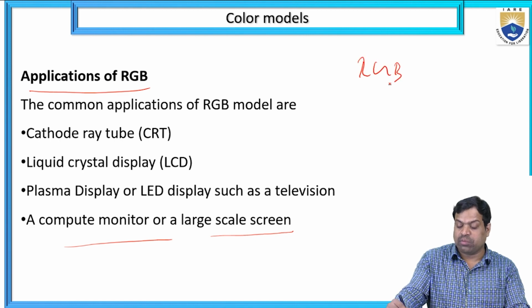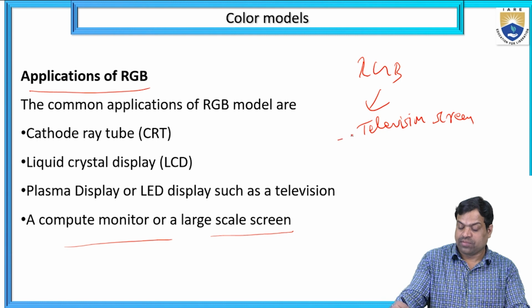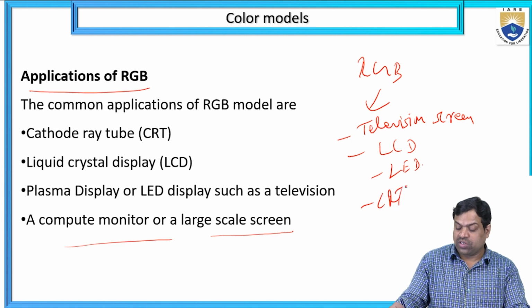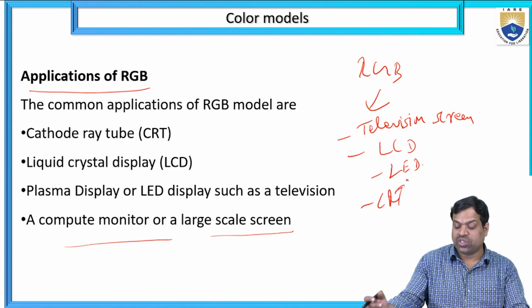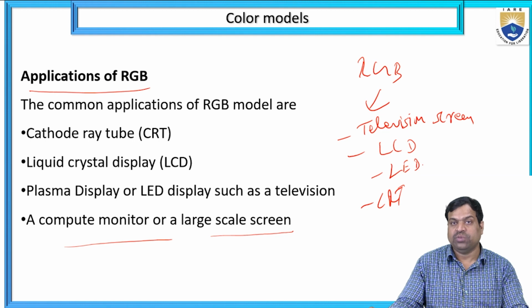So the red, green, blue combination is used in the television screen, LCD screen, LED screen and CRT screen. So in these screens we normally use RGB. These are the applications of RGB.